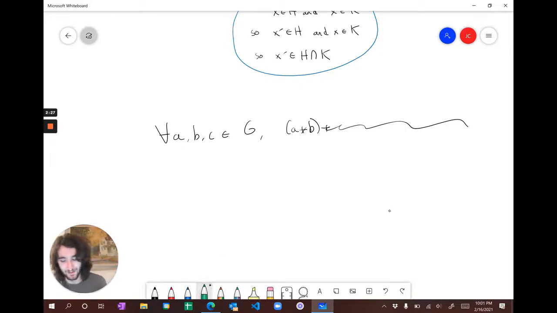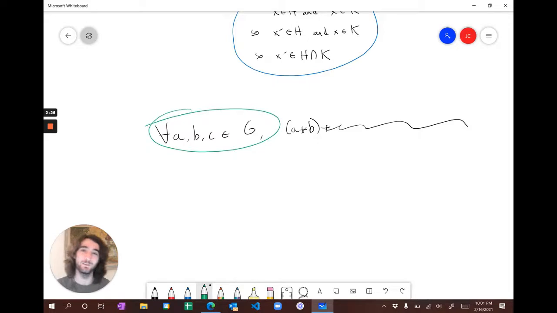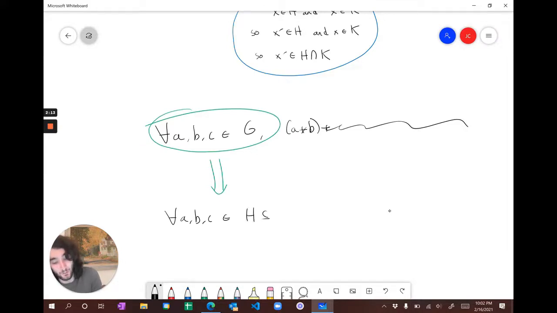It says this is true for all elements of G, including the ones in H. So it's definitely true for all A, B, and C in H, because H is just a subset of G. So automatically, associativity is inherited from just being a subset of G. So you don't have to worry about that. You do have to worry about the other things though, because those are not simply inherited.